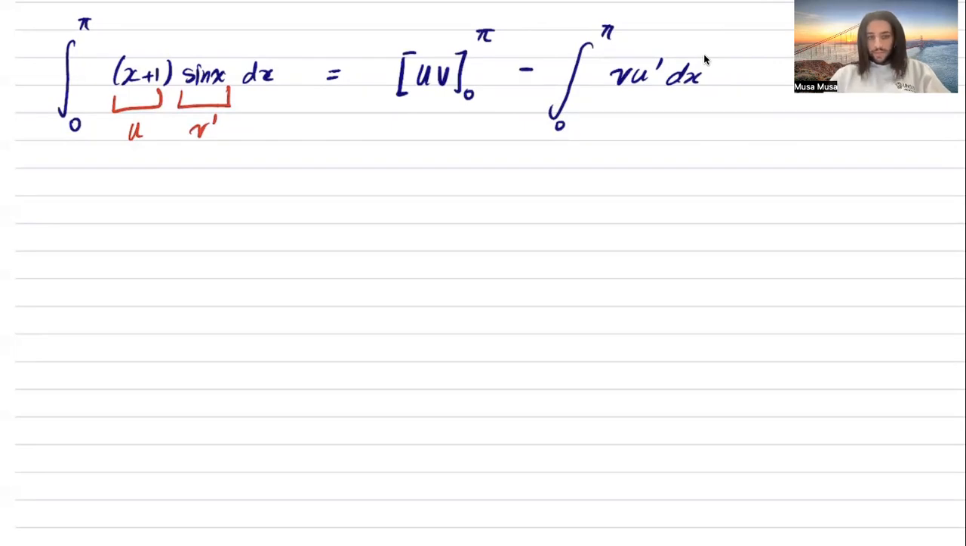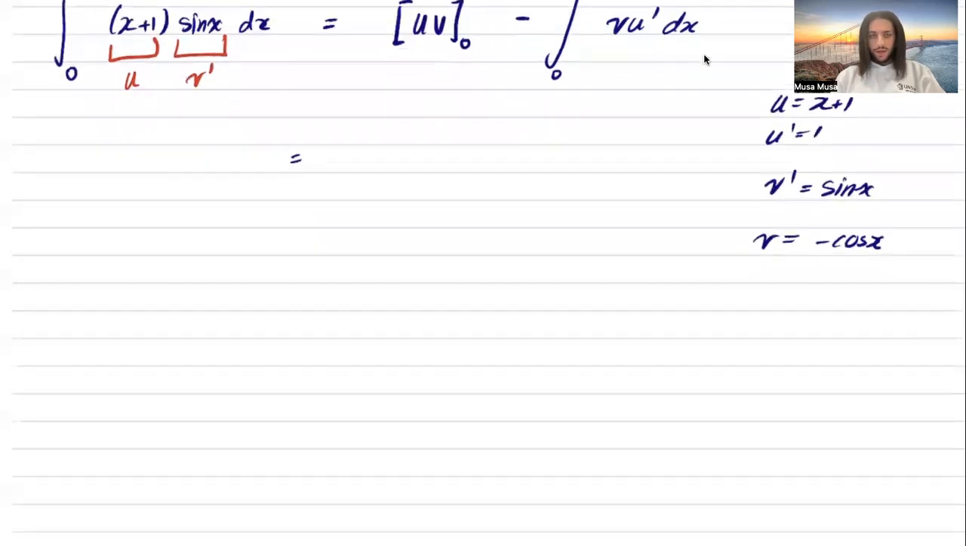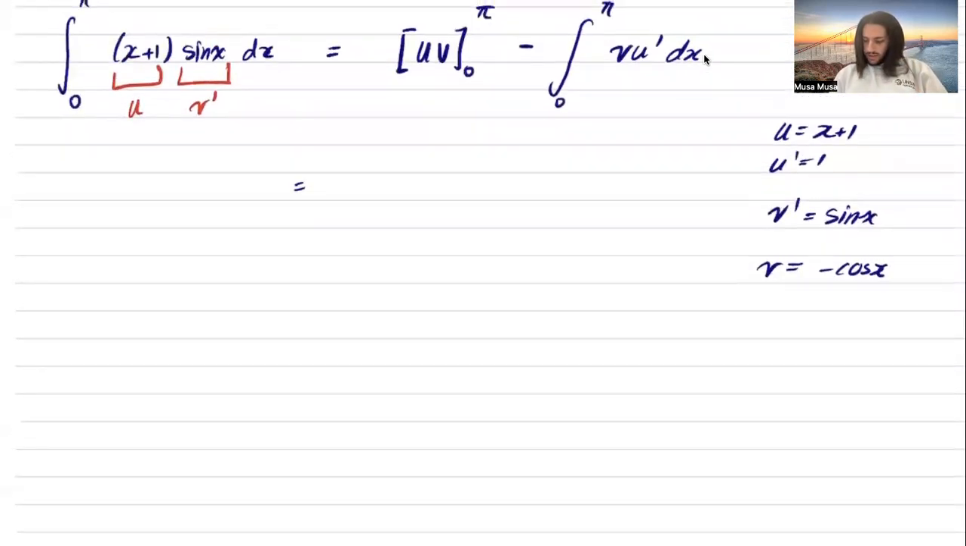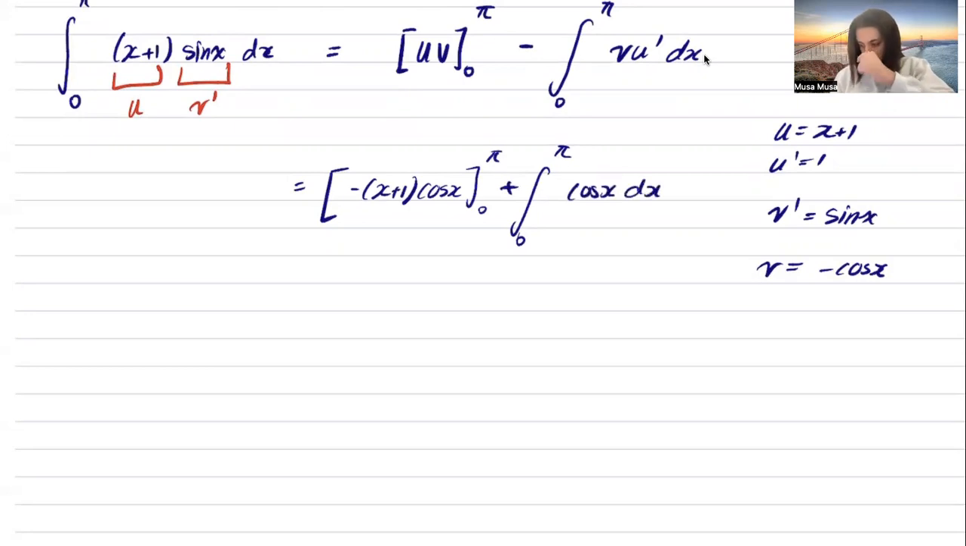Wonderful. Anyway, again, we'll say u equals x plus 1, which means u dash equals 1. And then v dash equals sine x. And v equals minus cos x. So we come to this, it's going to be u times v, so again minus x plus 1 cos x from 0 to pi, and then minus, and then this is going to be the integral from 0 to pi, that's going to be a plus, and then it's going to be cos x. Okay, this is just because we did it before, so we know.